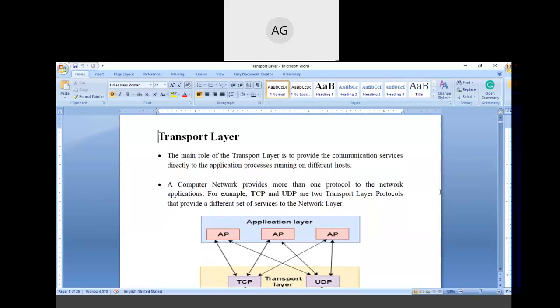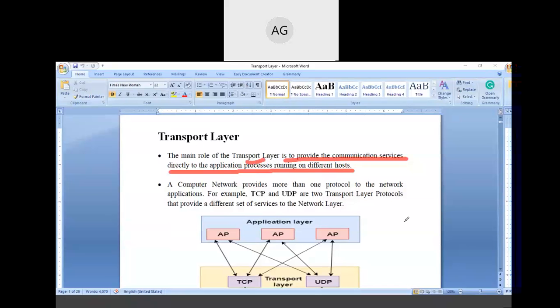So today we are going to start a new unit, which is unit 3 of your computer network syllabus. This unit basically deals with the transport layer of the TCP/IP protocol. So let's start with the transport layer first. The main role of the transport layer is to provide communication services directly to the application processes running on different hosts. So basically here we are taking the different application processes.